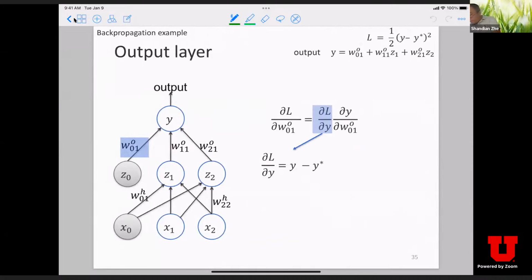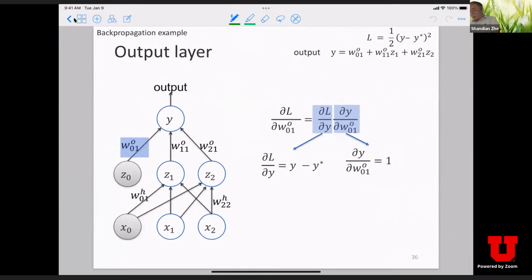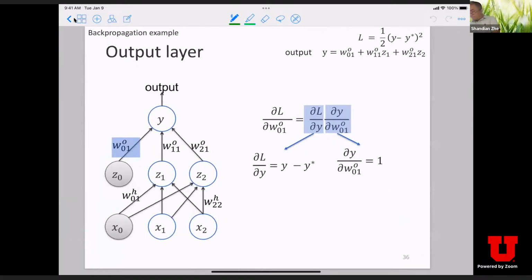So partial L over partial Y is straightforward. If we use square loss, we take the partial derivative with respect to Y, which is simply the difference between Y and Y star. And partial Y over partial W010 is simply 1, because Y is just a linear function of W010. So we got the first result.